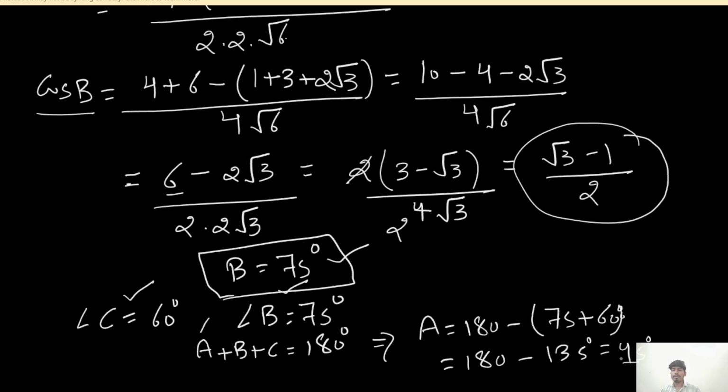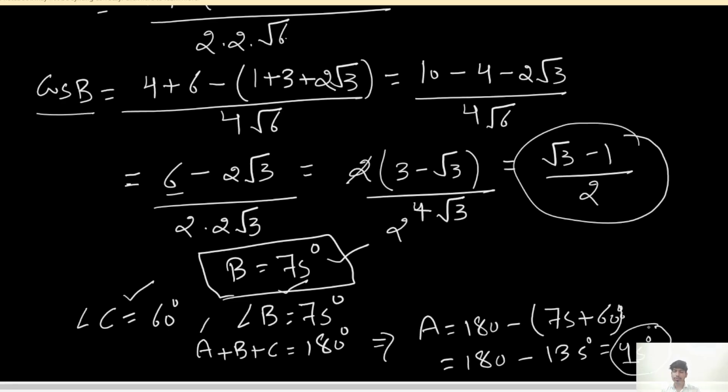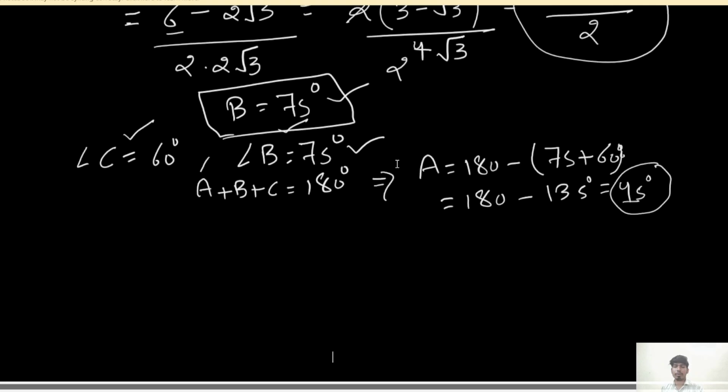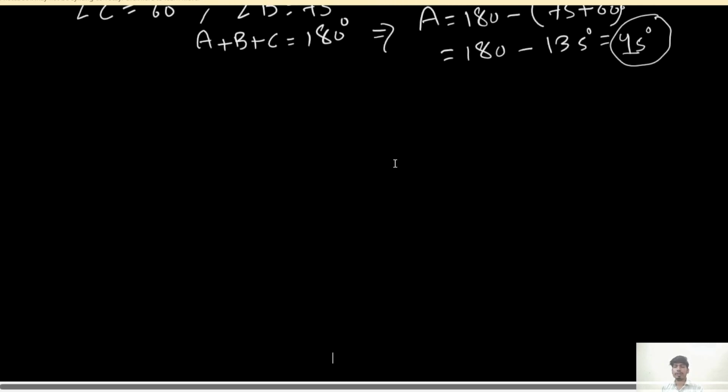Okay students, we have found all the parts: A is 45 degrees, B is 75 degrees, and c is root 6. So what we have applied is only the cosine formula, that is, cos C is equal to (a square plus b square minus c square) upon 2ab. Okay students, then we do our next question.